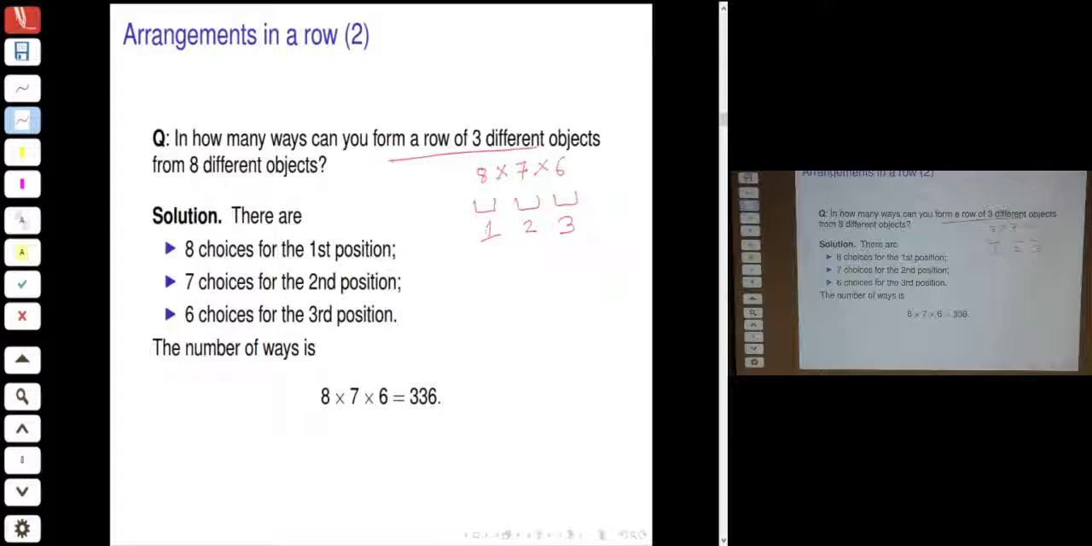So this is what I emphasize again and again in counting. It's important to understand the logic and not approach it in a formula oriented way. Okay. So the total number of ways is 8 times 7 times 6, and you can just calculate it as 336. Okay.